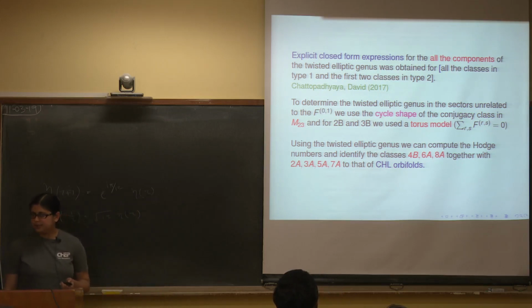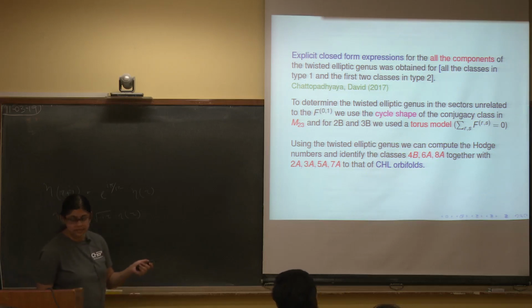Now, using the twisted elliptic genus, we can compute the Hodge numbers and identify the 4b, 6a, 8a and these 2 to 7 primes to that of the CHL orbifolds.